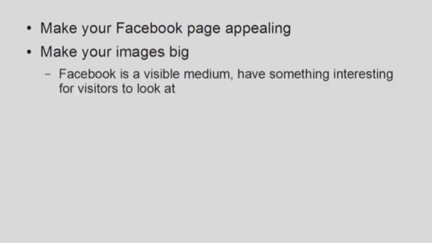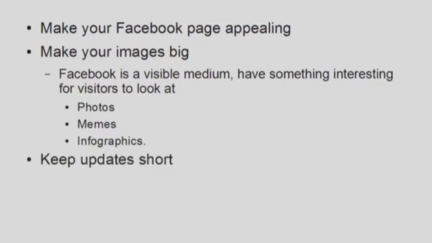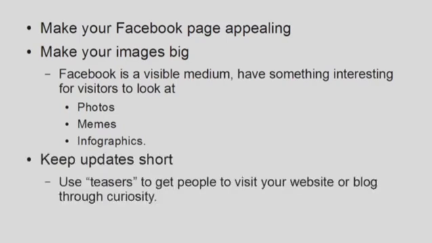And the first way is to, first of all, make your Facebook page appealing. You want to make your images big. Facebook is a visual medium, so you want to have something interesting for visitors to look at. So we're talking about things like photos, memes, infographics, that sort of thing. And secondly, you want to keep your updates short. So you want to use teasers to get people to visit your website or blog through curiosity.